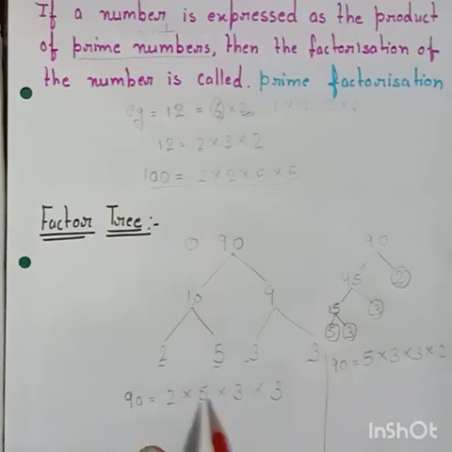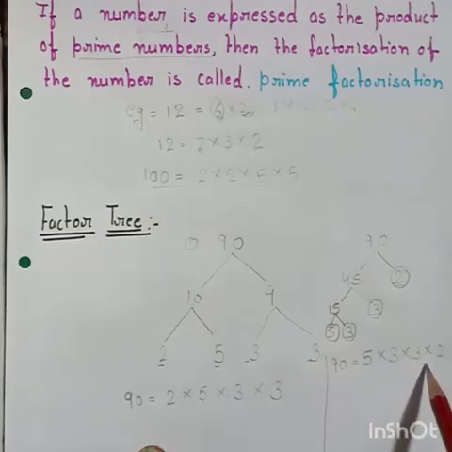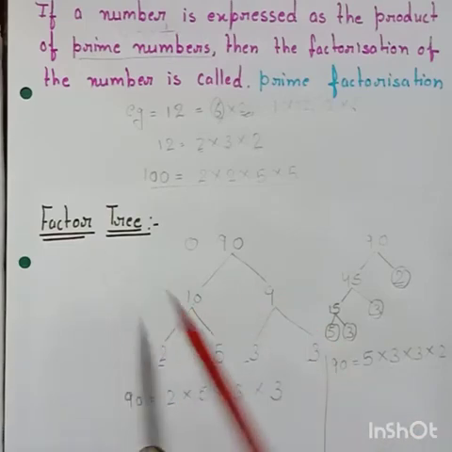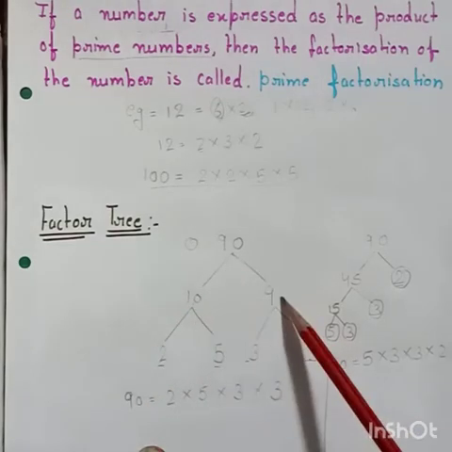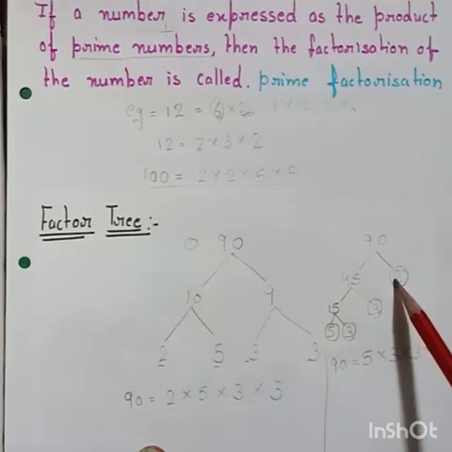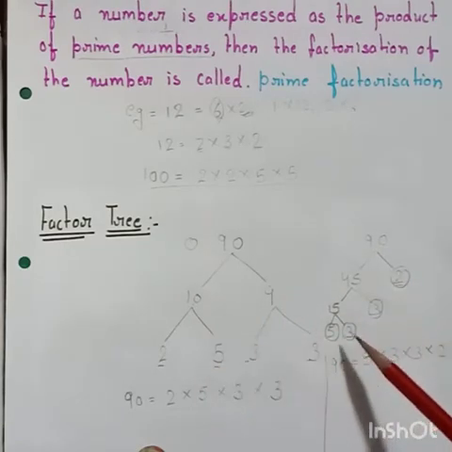I told you that in multiplication, a into b is equal to b into a. So it doesn't make any difference whether you write 2 here or 2 over there. When you multiply these numbers, you are getting 90 only. So you can break this 90 like this also, and you can do it like this also. Both the methods are correct.